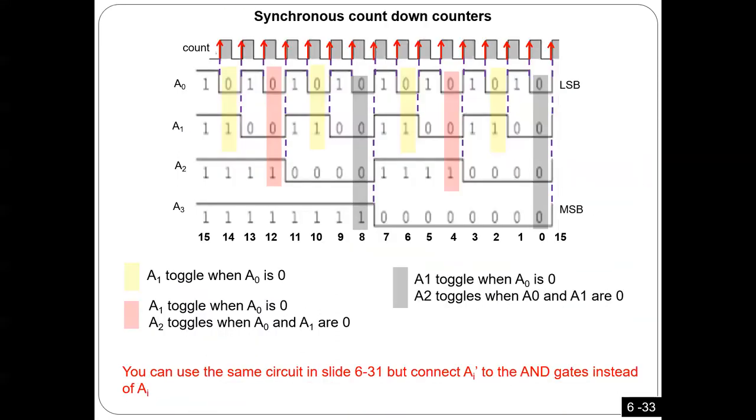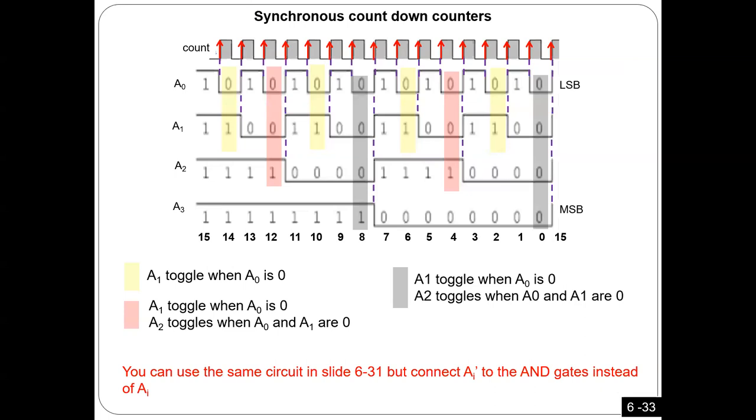Okay. So also here, similar to what I did in the ripple counter, I'm going to explain how we can do a synchronous count down, not count up, count down. Again, I'm following the same approach. I'm going to look at the timing diagram, then I'm going to see what observation I have in the timing diagram.